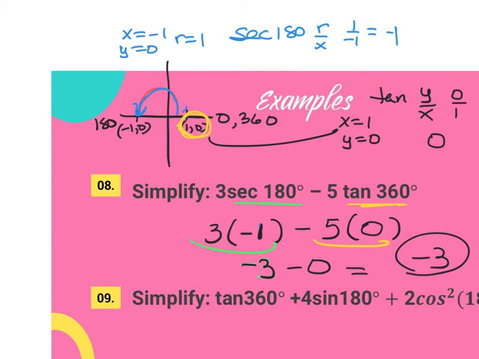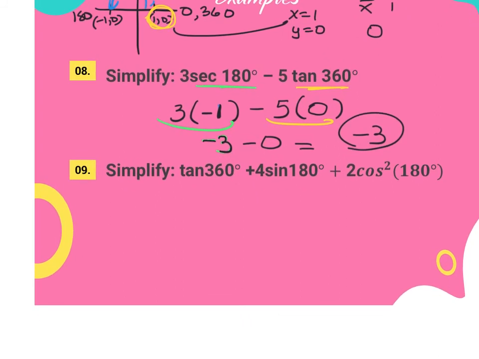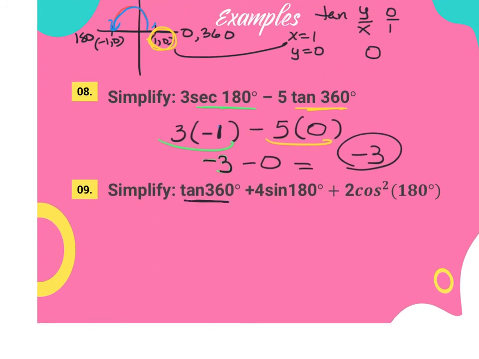Let's try the next one. So when you're doing the homework tonight, these are going to be numbers 23 through 27. Let's try the next one. Well, we just found tangent at 360. I found that to be 0, so I can put a 0 here. Now I have to go back and do sine of 180.